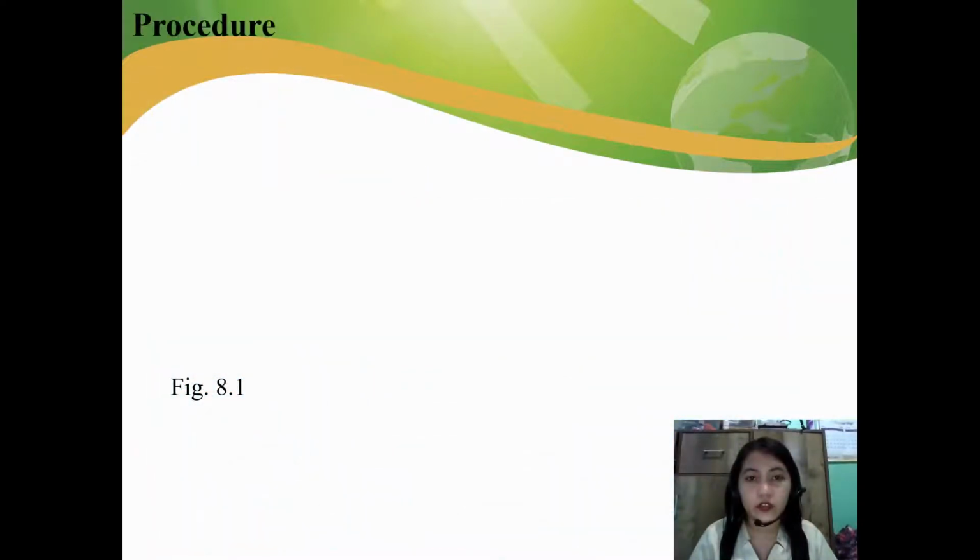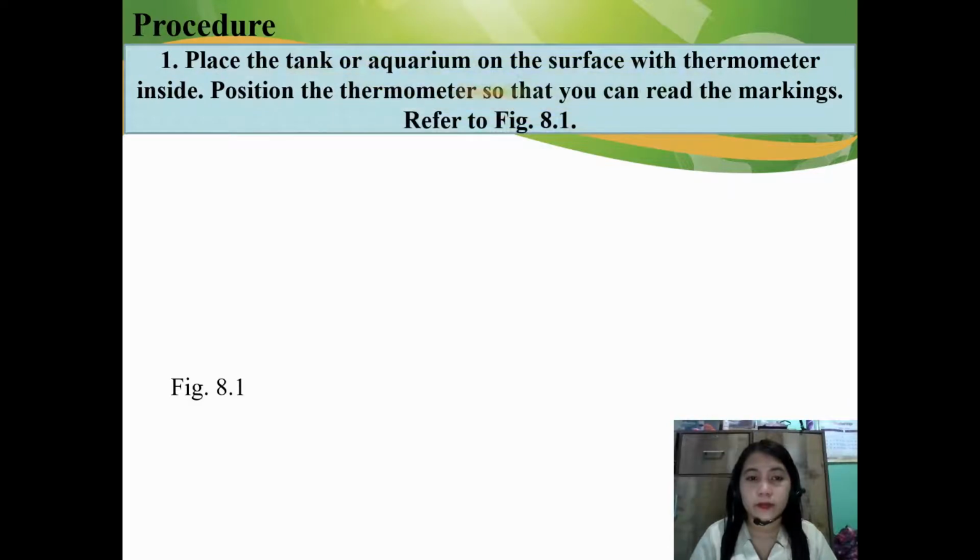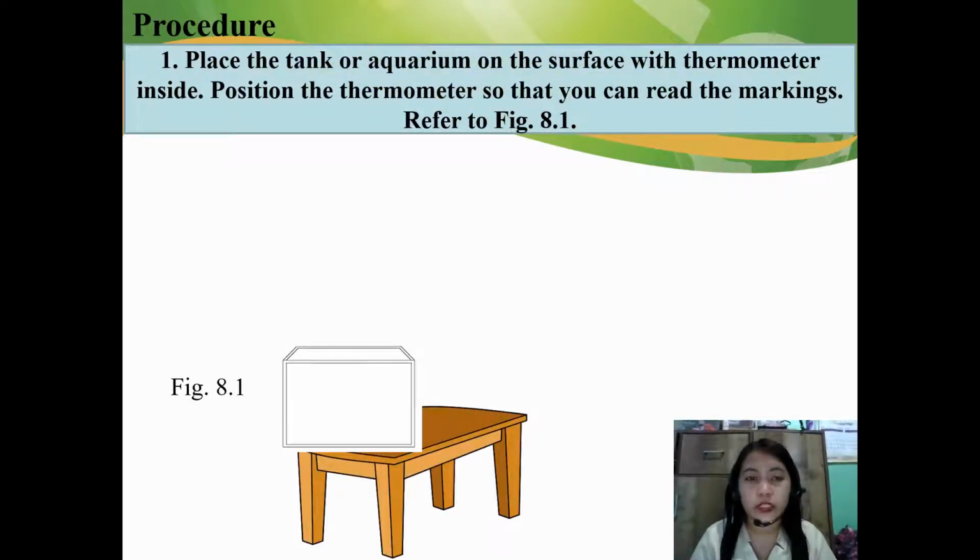So the procedure: place the tank or aquarium on the surface with thermometer inside. Position the thermometer so that you can read the marking. So refer to figure 8.1. So here's the aquarium, and inside you're going to put the first thermometer. Make sure that you can read the markings of the thermometer.